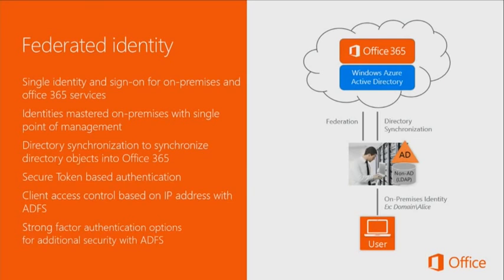All right, federated identity. So this is a full-on ADFS installation, single identity and sign-on for on-premise and Office 365. Identities mastered on-premise. Directory synchronization is still used. Secure token-based authentication. Client access control can be based on IP address with ADFS. Strong factor authentication options for additionally securing ADFS. Okay, this is Active Directory Federation Services. Your on-premise can be your domain name / username, and it's going to synchronize up to Office 365.